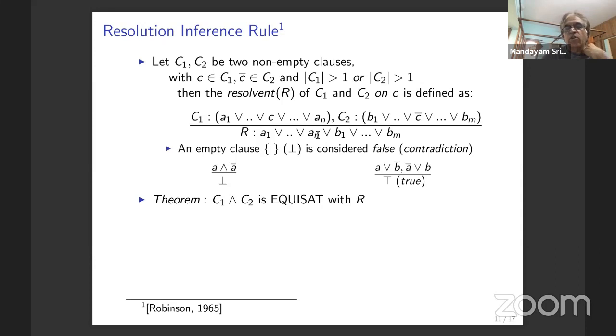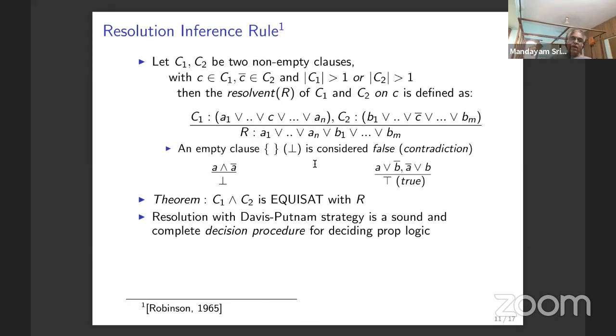And the reverse also is true, because if this R is satisfiable, then one of these literals has to be true. If it's a B literal, then that makes R satisfiable. Then you can actually pick C appropriately to make C1 satisfiable, and vice versa for C2. And that's why this is easy to see.